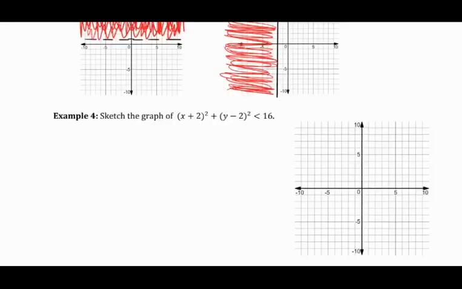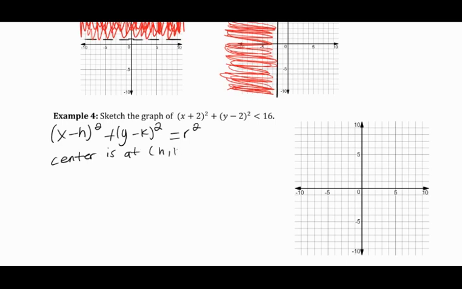For example 4, we need to sketch the graph of this inequality. This is going to be a circle, so let's go ahead and take a look at the circle equation in standard form. That's going to be x minus h squared plus y minus k squared equals the radius squared. All right, so from the circle, my center is at h comma k. Be careful with your signs here. And r is the radius of the circle.